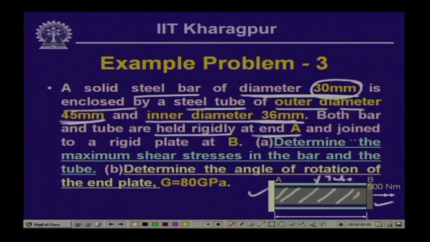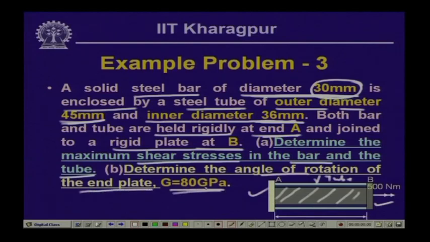They are held rigidly by the plate and joined as a rigid plate at B. Now, you will have to determine the maximum shear stresses in the bar and the tube. Because of this, we will have to find out how much shear stress is generated in the bar and the tube, and also determine the angle of rotation of the end plate. The value of G is given as 80 MPa.